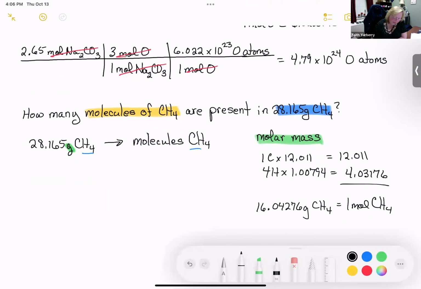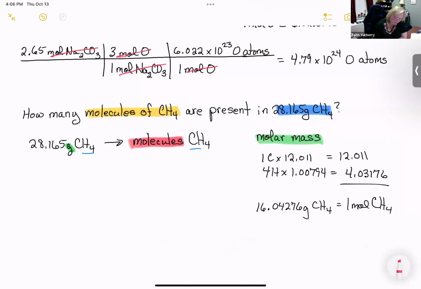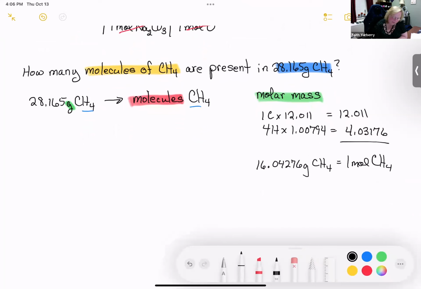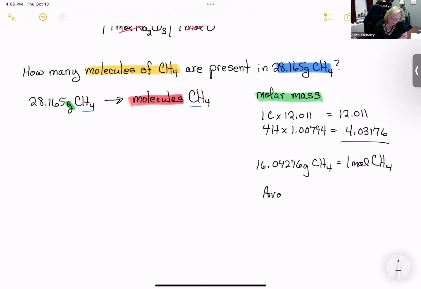The next thing I notice is that I have molecules. And anytime I have molecules, that means I'm going to need Avogadro's number, which is 1 mole of something, in this case methane, is equal to 6.022 times 10 to the 23rd of that thing, in this case methane molecules.